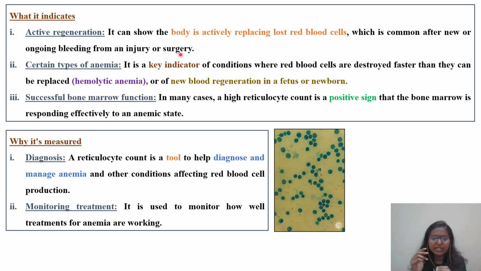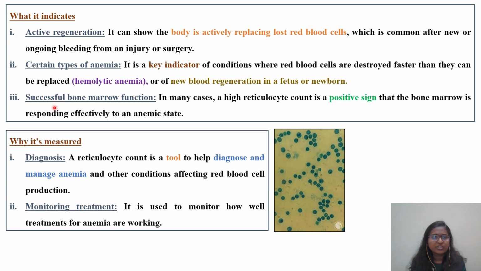Whenever a doctor is performing a surgery, or there is an accident or injury, there is loss of blood. In such cases, the body is actively replacing the lost red blood cells. Number two is certain types of anemia, as I said, different types of anemia. It is a key indicator and also a diagnostic tool. These are conditions where red blood cells are destroyed faster than they can be replaced, like hemolytic anemia, or new blood regeneration in the case of a fetus or newborn.